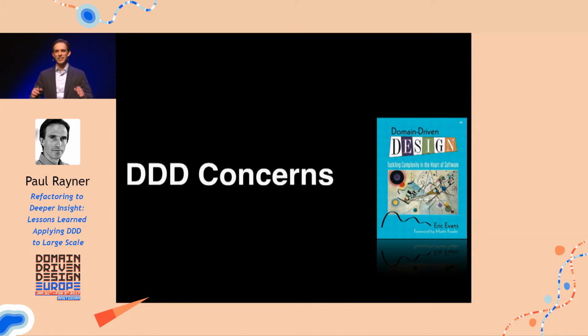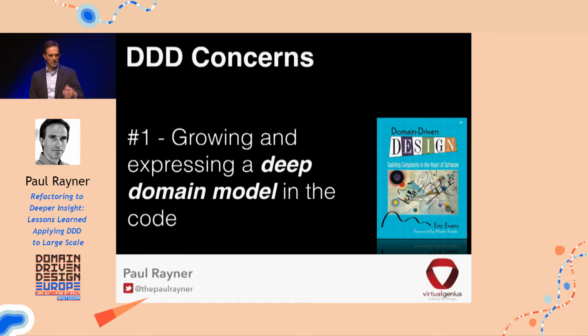Okay, so let's back away from that a little bit and think from a DDD perspective. So what kind of concerns are you noticing? I'm sure you are, because normally in the past when I've given this talk, it's been to people that are unfamiliar with domain-driven design, and part of it is explaining why these things matter, but I don't think I need to do that here. Number one is I want to grow and express a deep domain model in the code, right? But this is a Rails application. How do I do that?